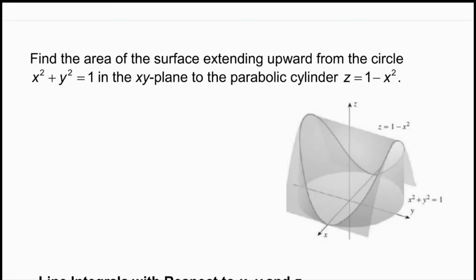Okay, so let's take a look at this next problem. It says find the area of the surface extending upward from the circle x squared plus y squared is equal to 1 in the xy plane to the parabolic cylinder z equals 1 minus x squared.